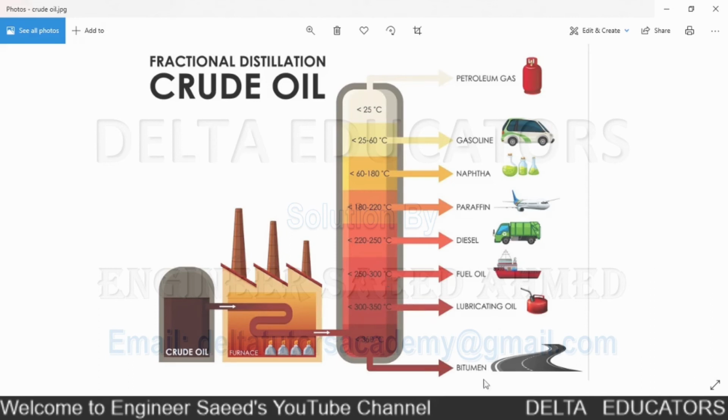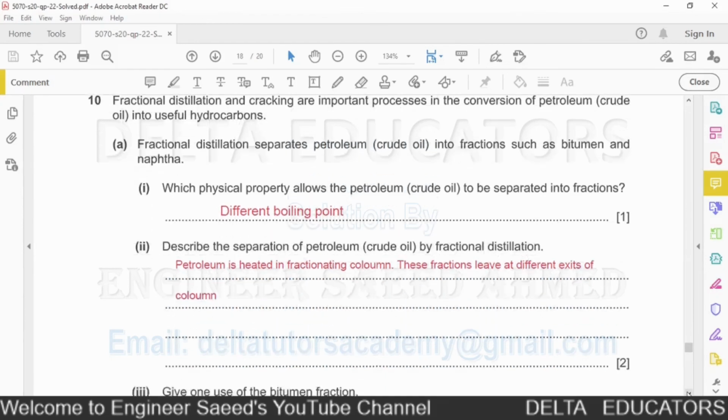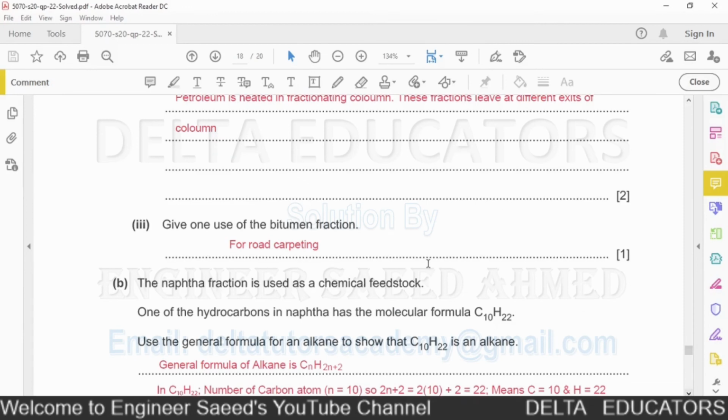So what we have to write here? Petroleum is heated in fractionating column. These fractions leave at different exits of the column from the fractionating tower. Part 3. Give one use of bitumen fraction. Bitumen is used for road carpeting. So here just we have to write road carpeting.